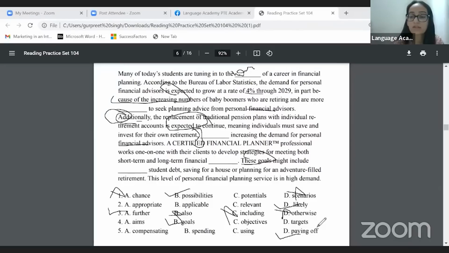Right? So these are the answers. Possibilities of a career, not potentials of a career. Potentials are in the people to do something in life. And then the second one, likely, nothing else fits actually. Or out of further, and also further is better because we don't use also in this writing style that the sentence is in. And goals because it was given in the next sentence, and debt is always paid back. So paid back means paid off. Right? Any confusions, anybody in this question?